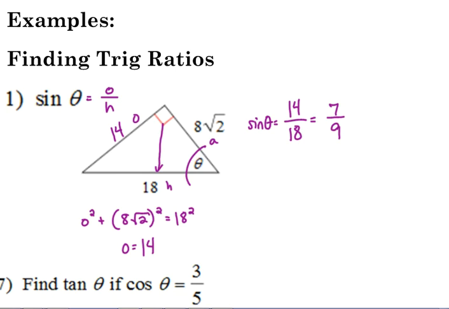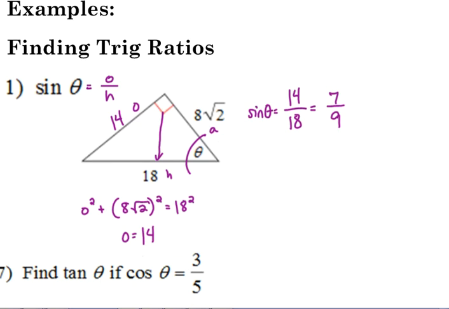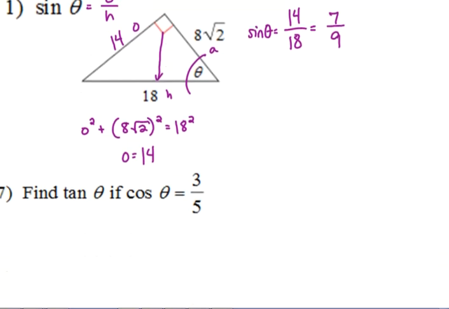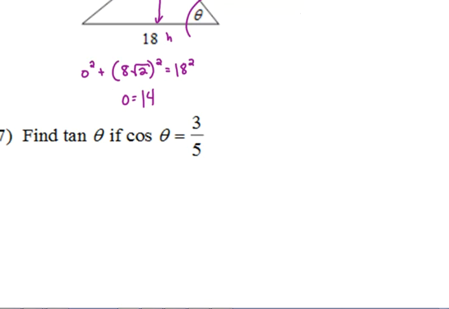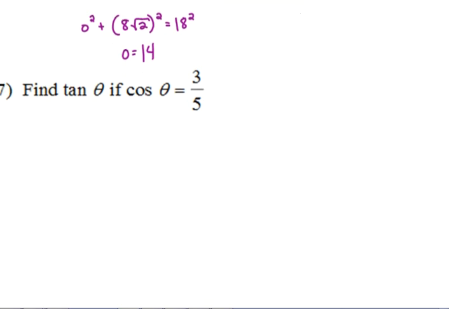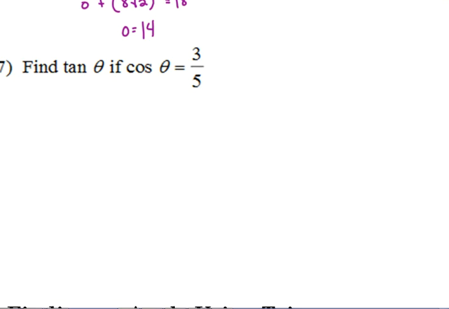Trig tells you a ratio. Okay? We don't know what theta is. We could find theta, and we're going to get to that here in a minute, but right now we just want to know what the ratio is. All right, let's look at number 7. It gives it to us in words. It says find tangent of theta if cosine of theta is equal to 3 over 5.